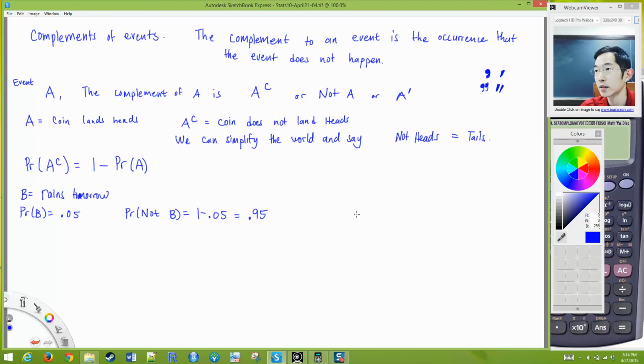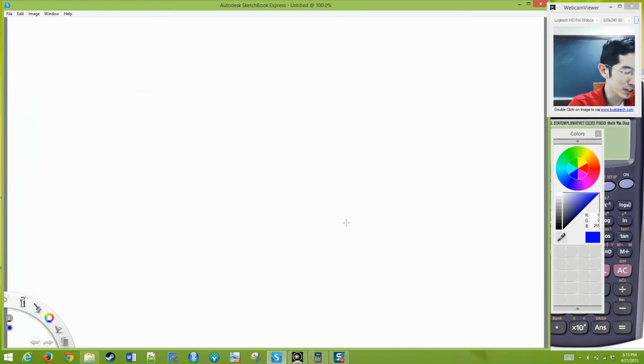Which distinction do you prefer to use? The A with a C, the not A, or the A prime? It doesn't matter. They're all the same. All right. So you use whatever. I probably write not A most frequently, but with the C.